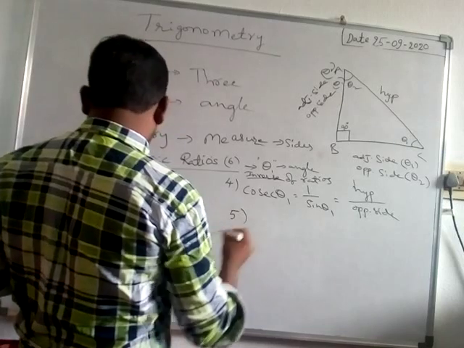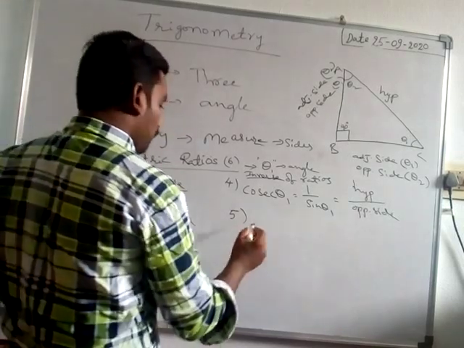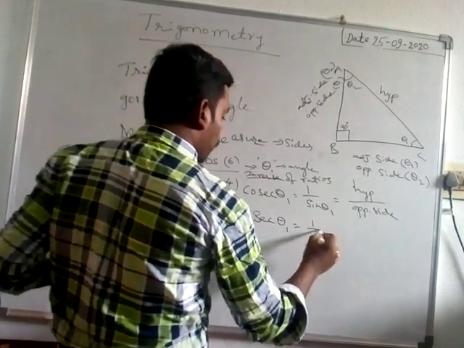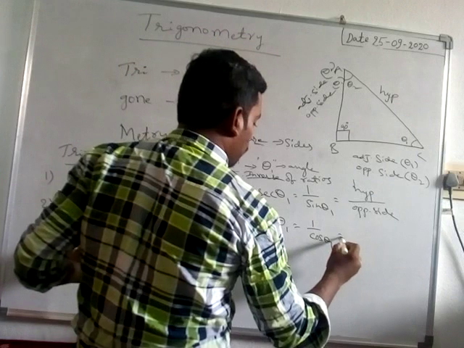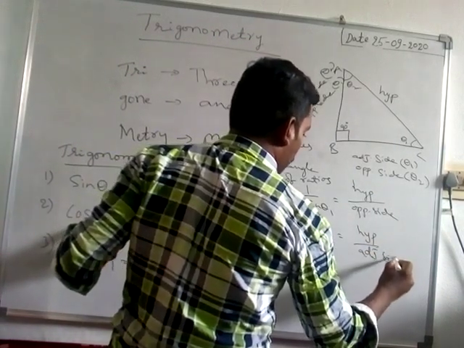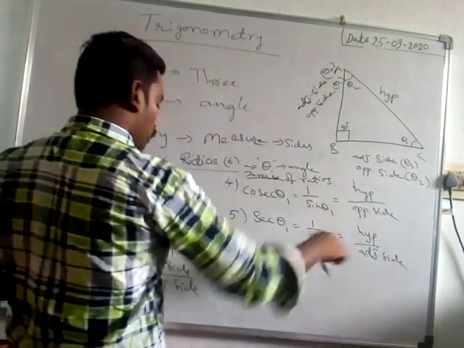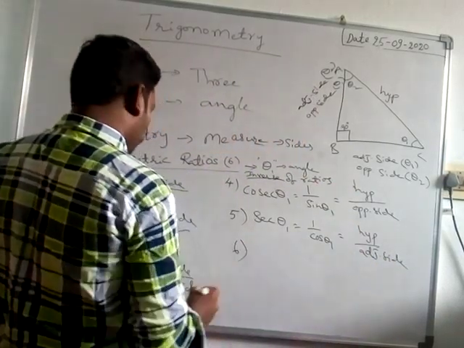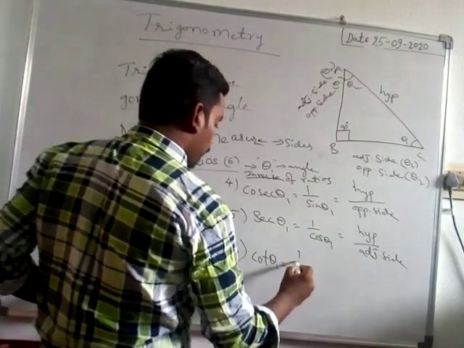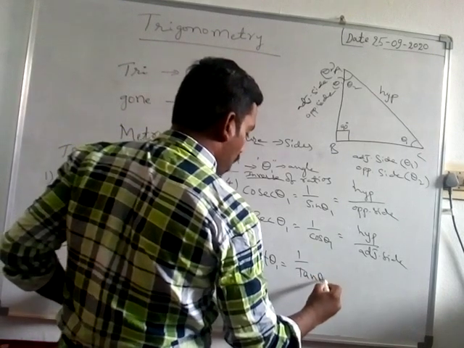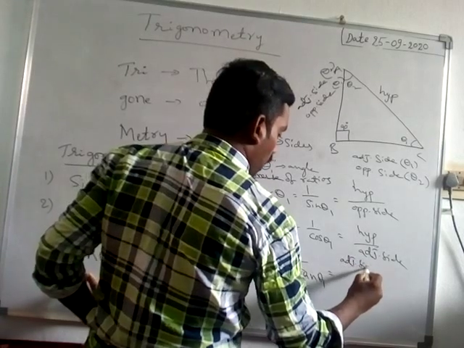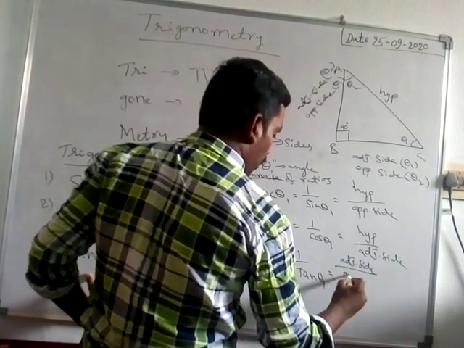Next, the fifth one: what is the inverse of cos theta? Sec theta 1. Sec theta is the inverse of cos theta. This can be written as 1 by cos theta 1, which is hypotenuse by adjacent side. Okay, these are the ratios. Sixth one, for tan theta 1, what is the inverse of tan theta 1? Cot theta 1. Cot theta can be written as 1 by tan theta 1, which is adjacent side by opposite side.